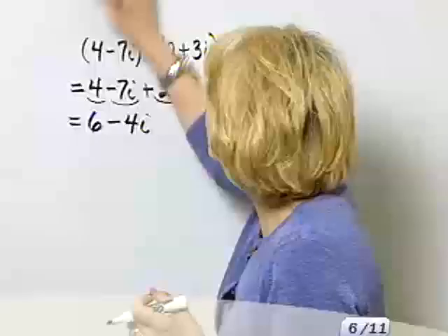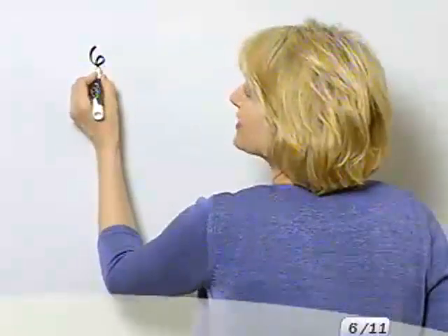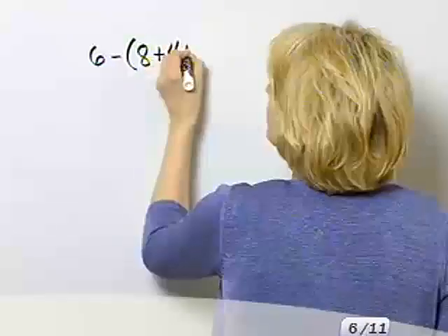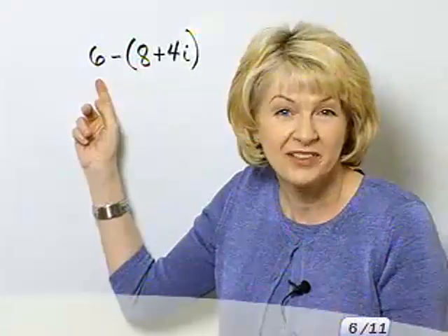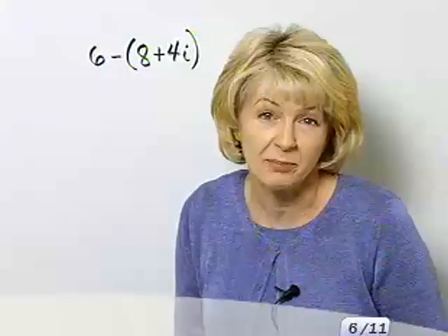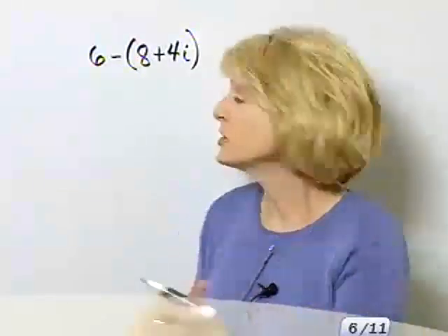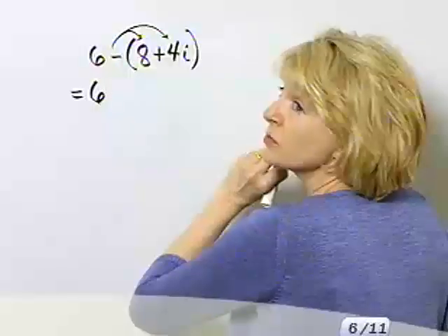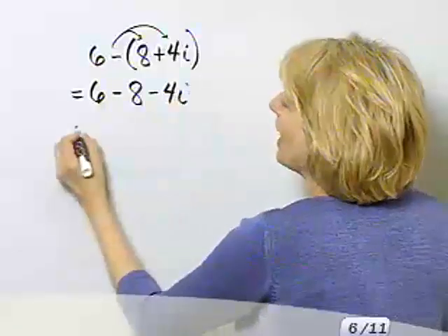Now let's subtract complex numbers. I have the complex number 6 minus the complex number 8 plus 4i. Now notice I called that a complex number. It is a real number, but it is also a complex number. We've just never introduced the complex number system. So I'm subtracting these two numbers. Do as usual, take off parentheses, and that's 6. And as usual, use the distributive property, minus 8 minus 4i.